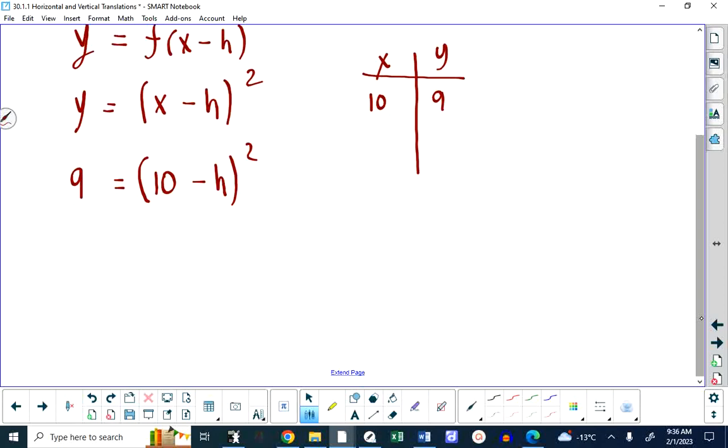Since this is squared, if I want to get at the h, I have to get rid of that squared, and that involves taking the square root. And that works out nice because 9 is a perfect square. So if I take the square root of both sides, what I get is 3 equals 10 minus h.